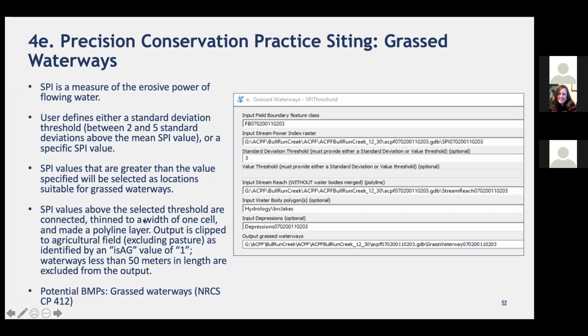SPIs above the selected threshold will be connected together. So those individual raster cells will be connected into a polyline. They're thinned to the width of one cell. And then the output is a polyline layer of grassed waterways. Those outputs, or those polylines, are clipped to fields. We're only looking at our crop fields here. And then any polyline that's less than 50 meters in length would be excluded from the output.